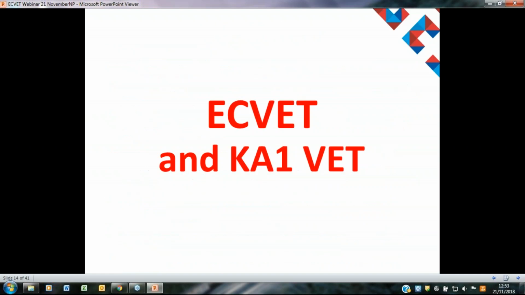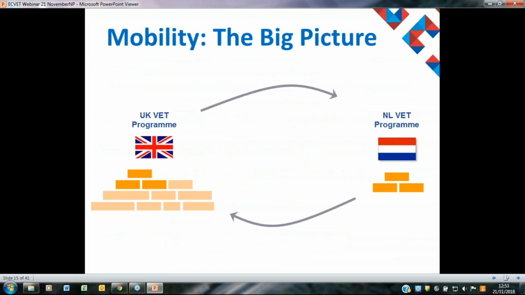So let's move on to ECVET and KA1. Let's start with the big picture. You have a program of qualifications in the UK made up of a number of units, these blocks, and you send a learner over to the Netherlands. Clearly, they're not going to achieve, unless the time allows, the whole qualification. So they may achieve parts, those represent parts of units, but made up of learning outcomes. So we're not suggesting that during the short time they're going to achieve everything, but they can achieve, by identifying the learning outcomes, they can achieve quite a lot.